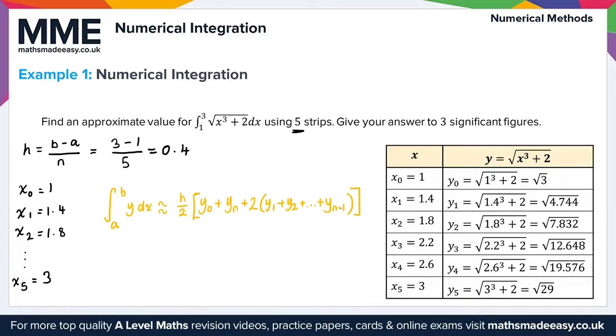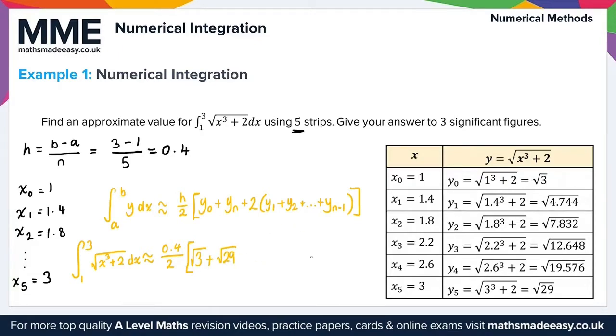We simply need to use the appropriate terms for y0, y1, y2, all the way up to y5. So we're looking to find the integral from 1 to 3 of the square root of x cubed plus 2 with respect to x. This will be approximately h over 2, so 0.4 over 2. In the square bracket, our first term y0 is the square root of 3, and our yn is y5, so that's the square root of 29.